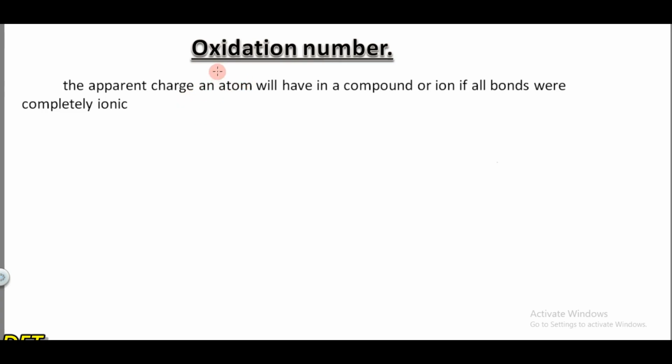To take us further, here we're going to look at oxidation number. So oxidation number is the apparent charge an atom will have in a compound or ion if all bonds were completely ionic. It is the apparent charge an atom will have in a compound. So that charge that an atom will have in a compound or in an ion, if the bonds were completely ionic, is referred to as the oxidation number.